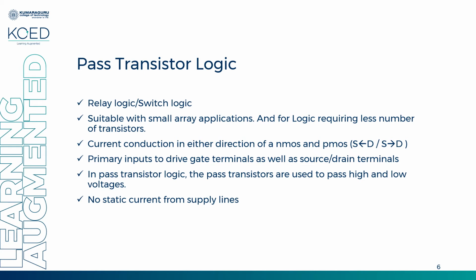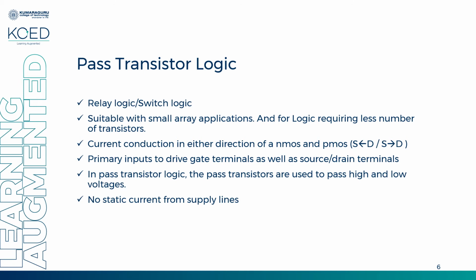And as you have seen earlier, current conduction in both directions is possible. And one of the unique points is you can use the primary inputs as a control signal as well as giving them as an input to the source or drain terminals. This is possible only in case of PTL. In no other logic will the primary inputs be used both as a control and as an input.